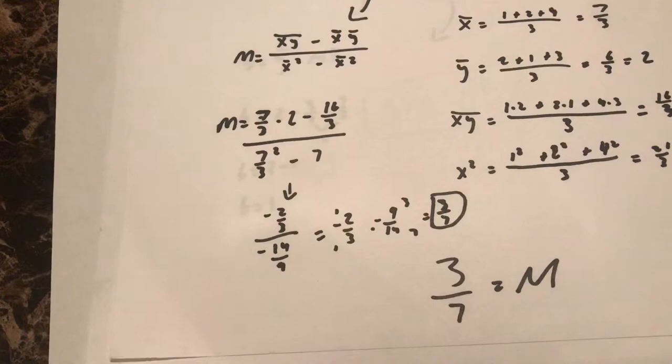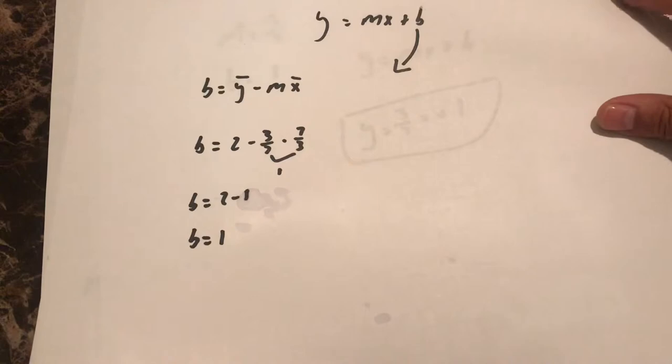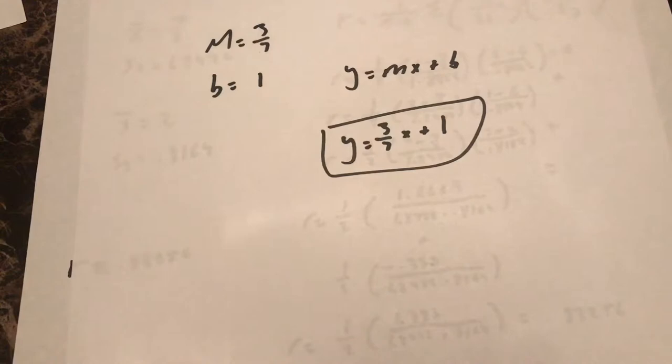Now, we still need our b. To find b, we use the equation b equals the average of y minus m times average of x. B equals 2 minus 3 over 7 times 7 over 3, which is 1, so b equals 2 minus 1, which b would be 1. Now we have our equation, which is 3 over 7 x plus 1.